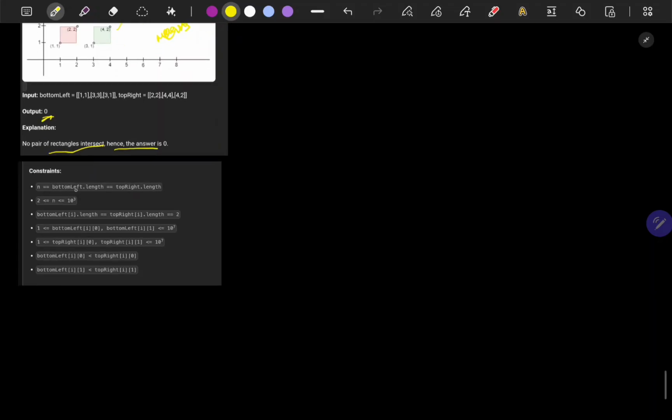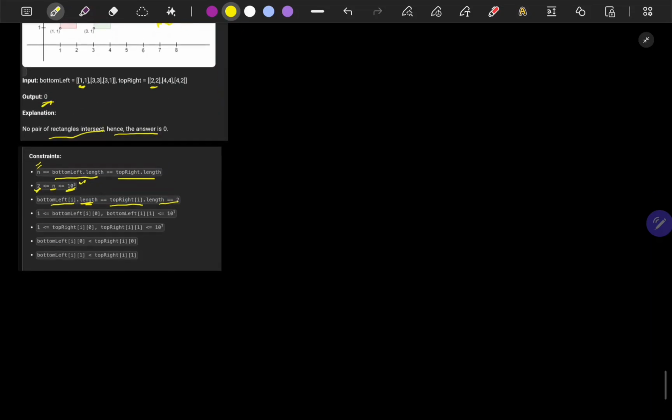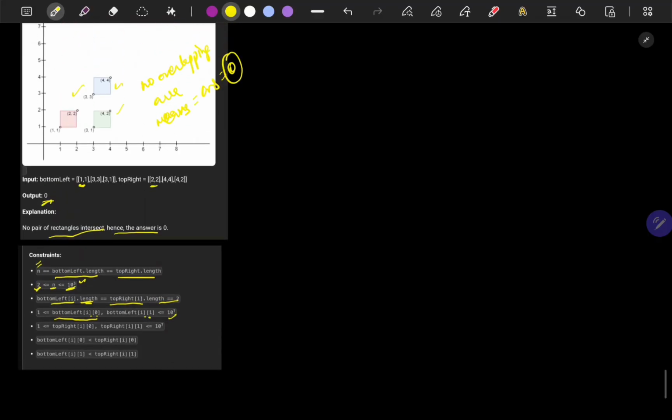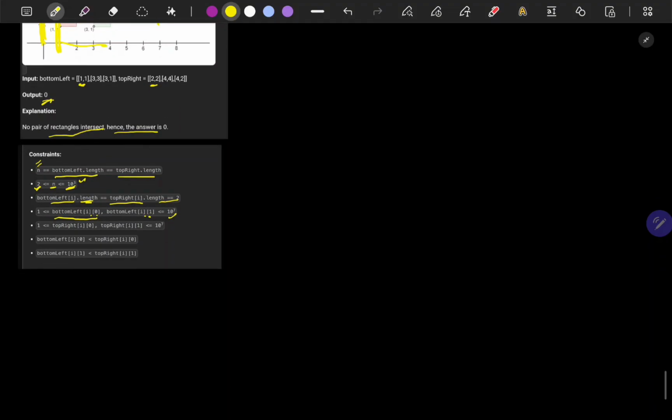Constraints, if you look: bottomLeft length and topRight length are equal to n. N is greater than or equal to 2 and less than or equal to 10 to the power 3. bottomLeft[i] length and topRight[i] length is 2 only, because we have x and y pairs only. bottomLeft[i][0] and bottomLeft[i][1] are greater than or equal to 1, so we will always have coordinates from 1 onwards. Minimum we can have is 1.